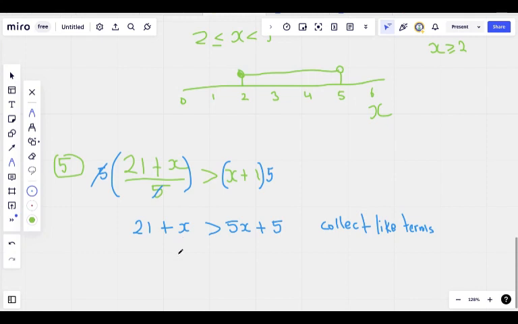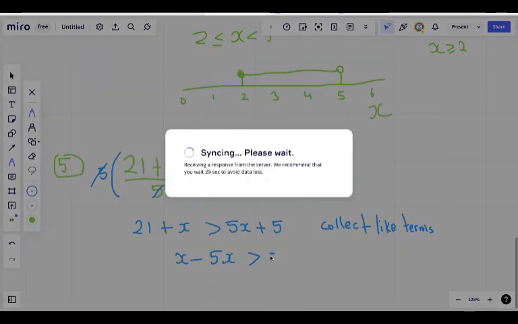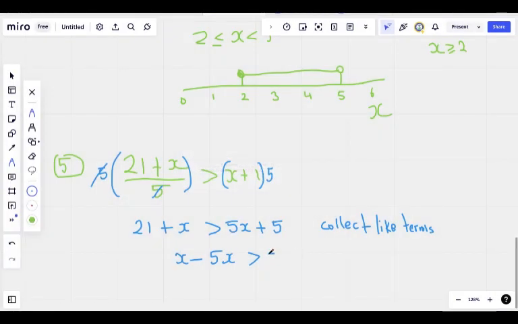So we have x. Then on the right, we have 5x. So we bring it here. If it comes to the left, it becomes negative 5x. Becomes x minus 5x is greater than 5 on the right minus 21. You know, 21 on the left, when it comes to the right, when it crosses this greater than sign, it's going to become negative 21.